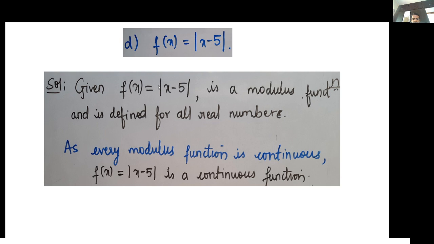So here the given function f of x is modulus of x minus 5. This is a modulus function and is defined for every real number. There is no chance of it going to infinity. Therefore this modulus function is defined for all the real numbers, and we know that every modulus function is continuous. Since every modulus function is continuous, we conclude that this f of x, which is given by modulus of x minus 5, is also a continuous function.